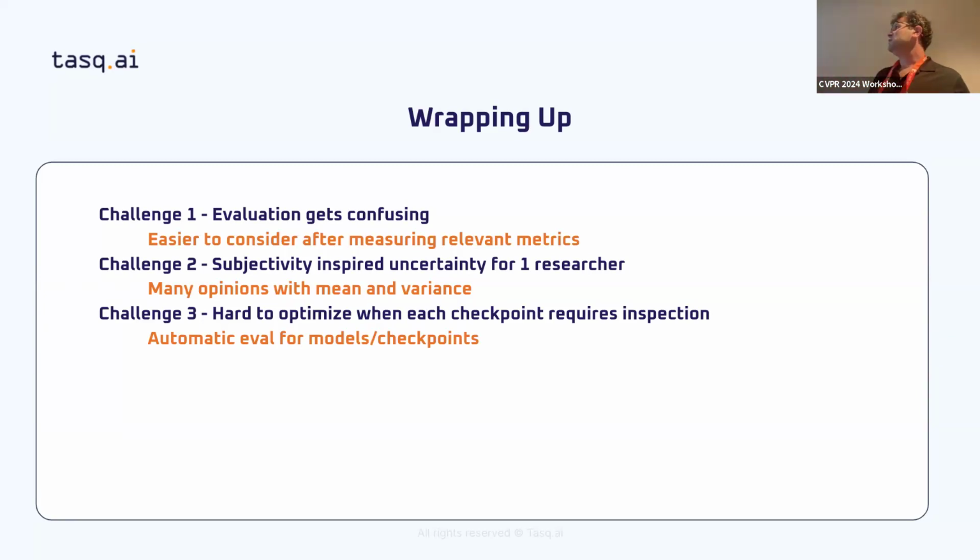and something that you can work with without uncertainty. And finally, the first point was how to optimize when you look at different checkpoints and so on. So an automatic evaluation solved that.